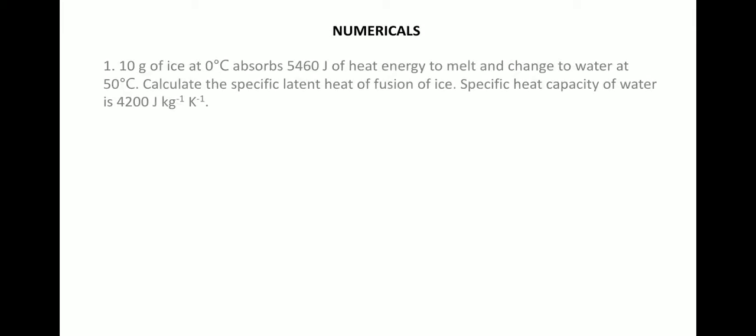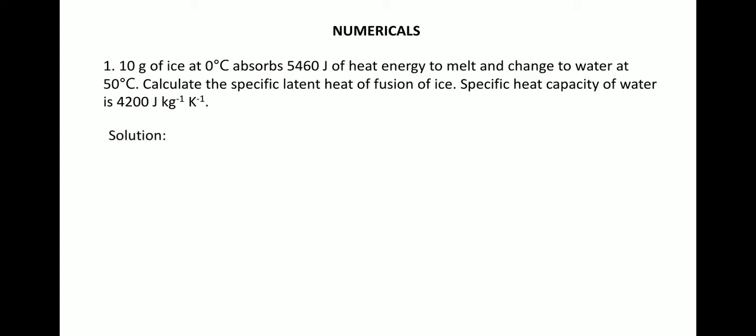Next, we'll look at some of the numericals. So here, question number 1. 10 gram of ice at 0 degree Celsius absorbs 5460 joules of heat energy to melt and change to water at 50 degrees Celsius. Calculate the specific latent heat of fusion of ice. Specific heat capacity of water is 4200 joules per kg per Kelvin.